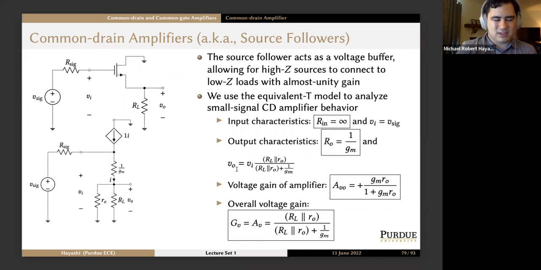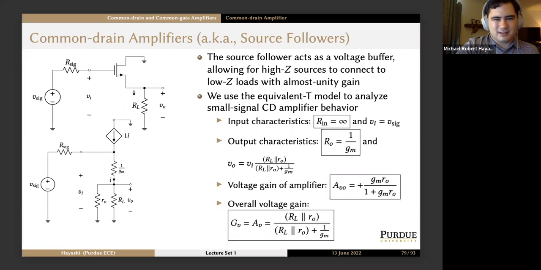Just like, what's the point of the voltage buffer when we talked about ideal op-amp configurations? This basically acts like the voltage buffer for single transistor applications. So here we can see our small signal-ish model is VSIG with RSIG, transistor, drain connected to ground at signal frequencies, and then the source is our output across RL, a load resistance.